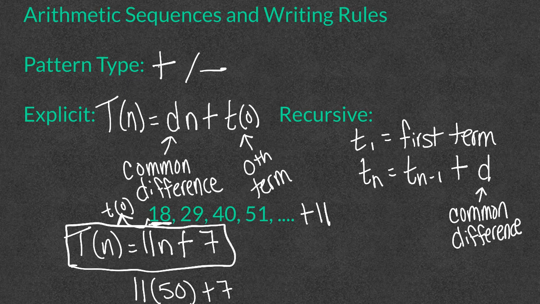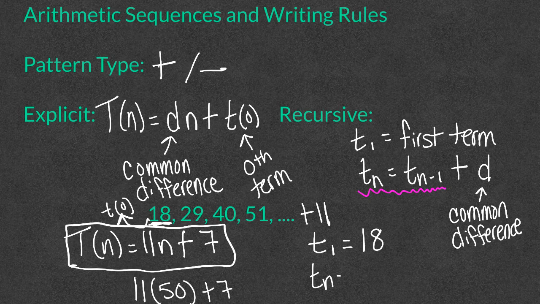Recursive. The first thing I would need to know is my first term. Remember that the first term is the first number listed in your sequence, so 18. Then this part of your sequence, the T of n, T n minus 1, that part is going to stay consistent. You're always going to be writing that when you're writing a recursive rule. So I'm going to go ahead and continue that.